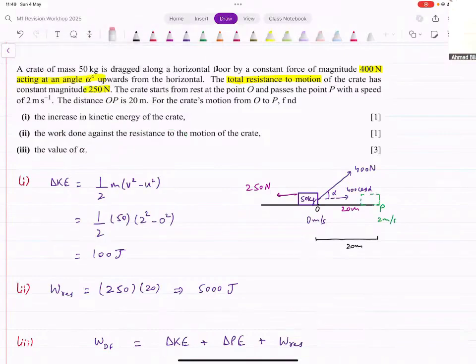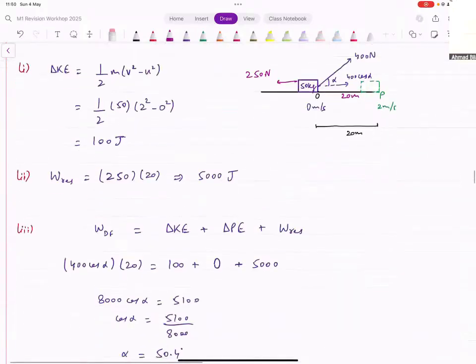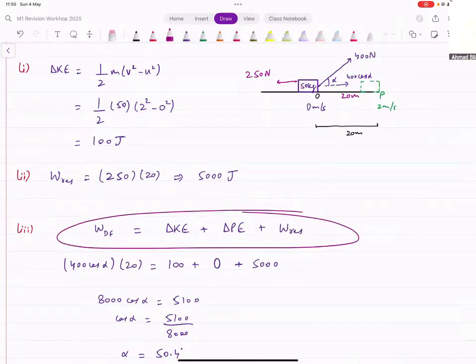So they are saying now in the third part, find the value for alpha. We have already got the change in kinetic energy and the work done against resistance. We know there's no change in potential energy because the height is not changing. That's going to be 0. Using all of this, let's input those values in this work energy principle. Change in kinetic energy, that's 100. Change in potential energy, 0. Work done against resistance, 5,000. Work done by the driving force, what would that be? We had that force given. That force was 400 Newton. 400 into cos alpha, that's the component of force acting in that direction, times 20, that's the work done by the driving force. And just solve that to find the value of alpha. So this equation will be used a lot in this topic.